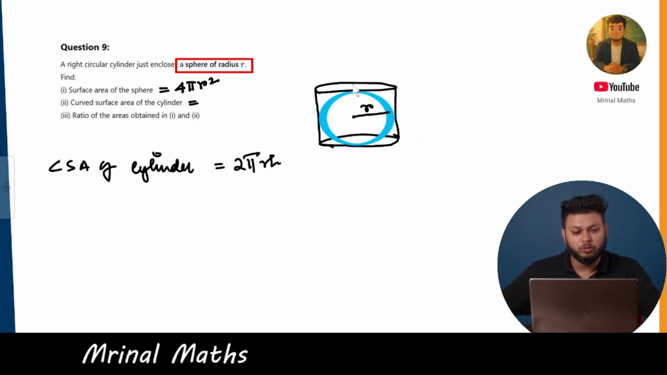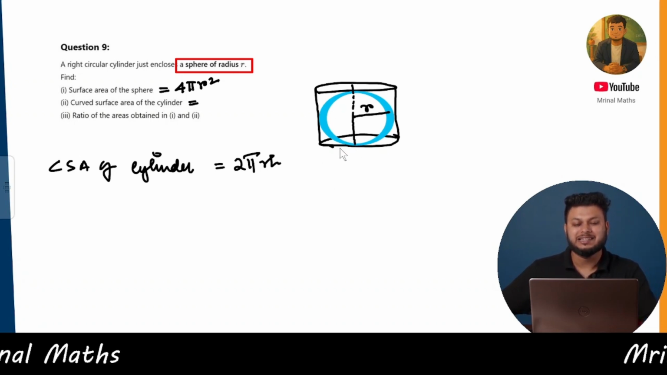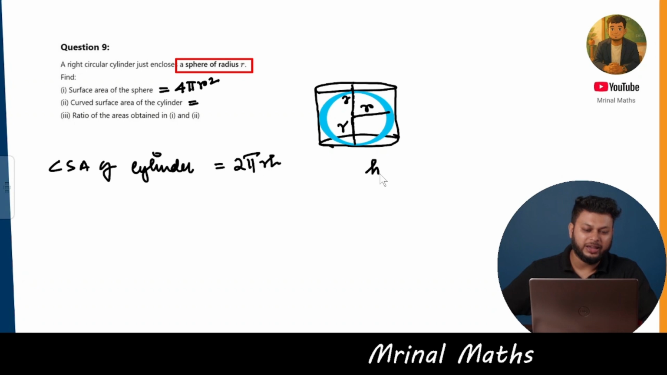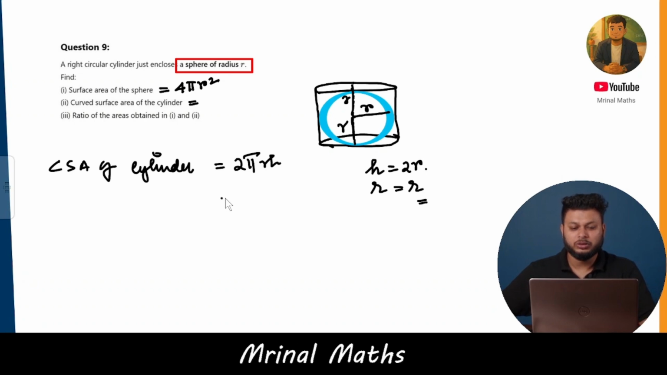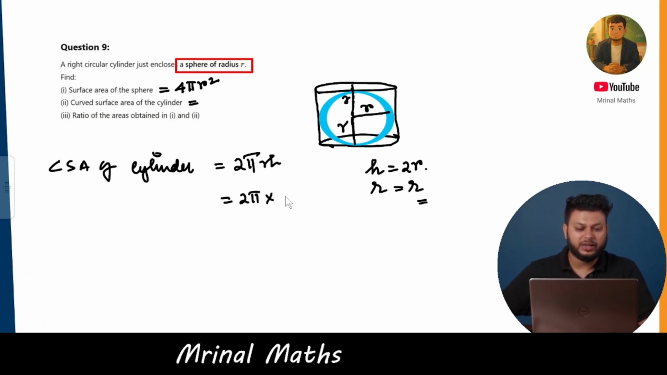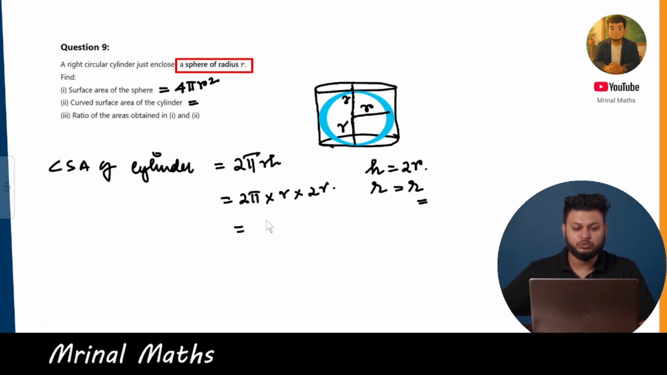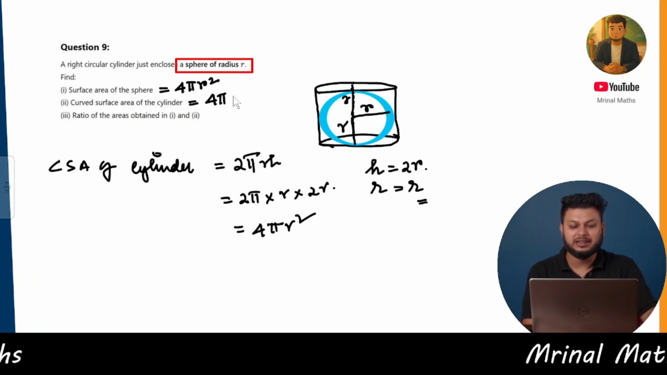What about h? Now, look, this is the height of this particular cylinder, and this is the radius. So, what will be the height? Check this r from here to here. This is the radius. Here as well, it is radius. So, height of the cylinder is 2r, and the radius is already r that we know. So, 2 pi r, value of r is r itself, height is 2r. So, you have 2 2s are 4 pi r square. So, this is the curved surface area of the cylinder.